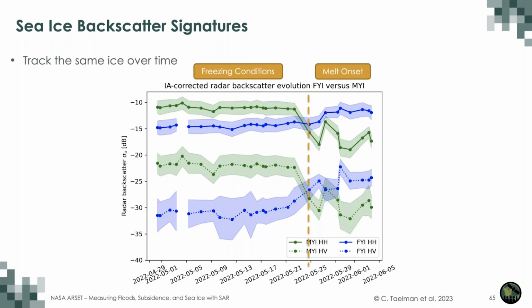For the multi-year ice, the backscatter values get reduced when the melt season starts, and for the first-year ice, the backscatter values actually increase. Using these kinds of changes in backscatter behavior, we can determine which ice types we're looking at, provided that we follow the same ice over time. But this also causes challenges for the development of automatic sea ice classification, because the ice is not looking the same year round.